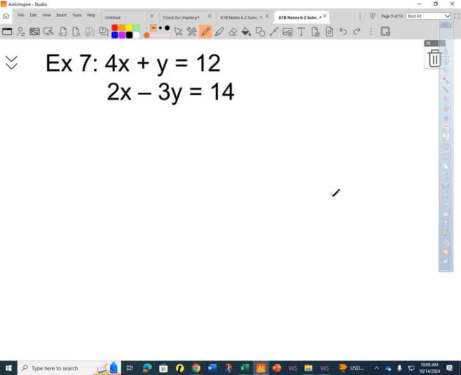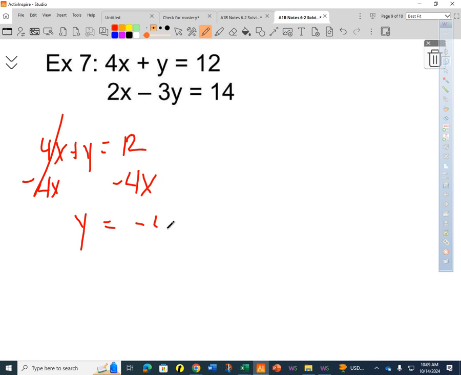Yeah, so that y doesn't have a coefficient on it. So I'm going to isolate that y. That's going to be my easiest math. So let's rewrite that equation: 4x plus y equals 12. And then we're going to get the y by itself by subtracting this 4x. So now that's 0. So y is the same as negative 4 times x plus 12. We're going to put that in parentheses.